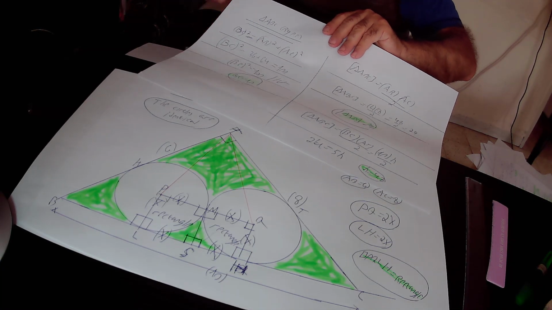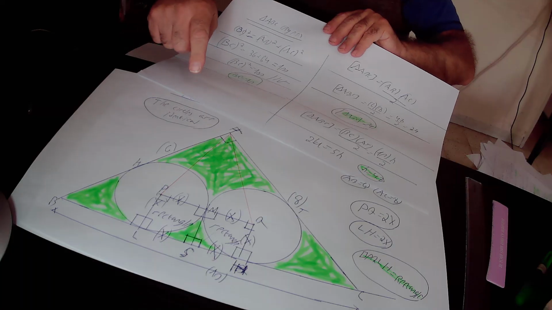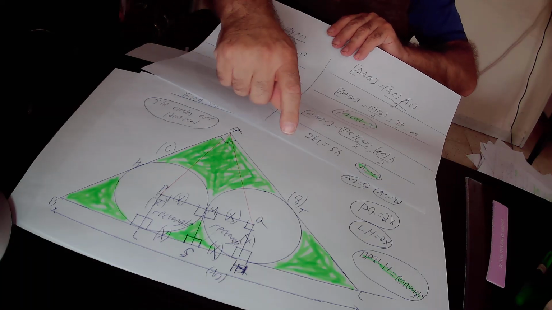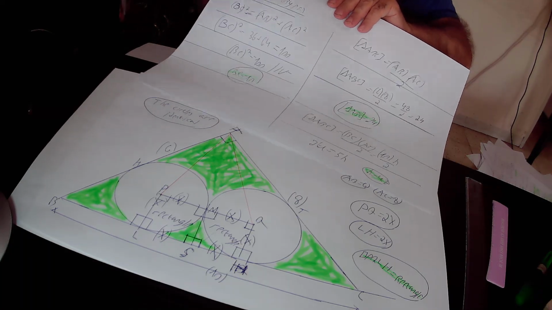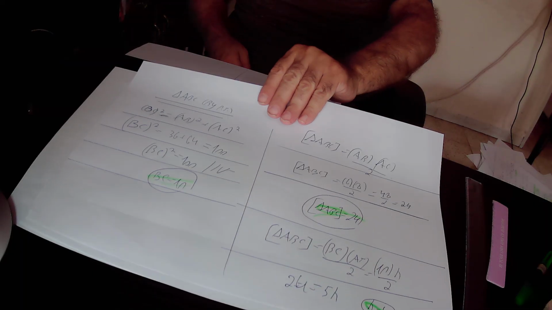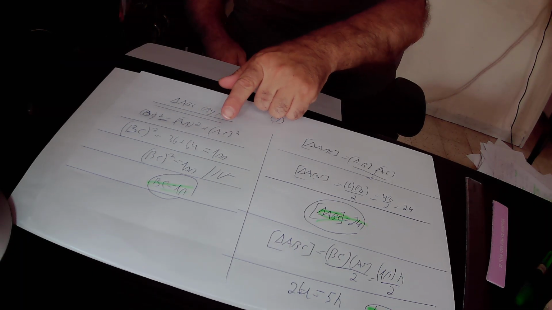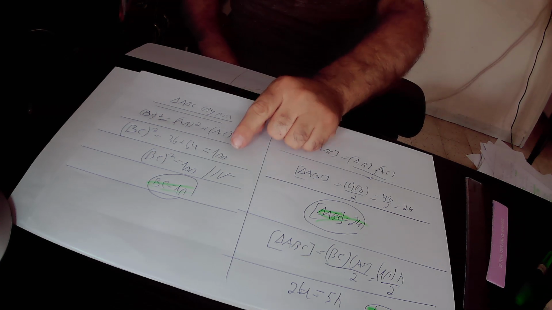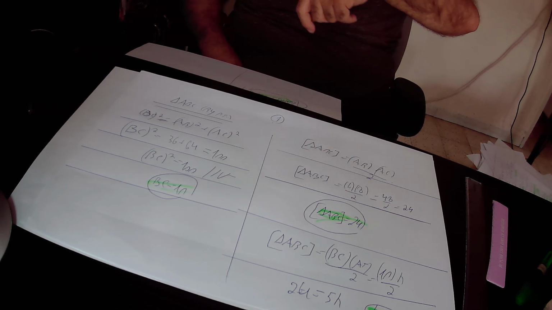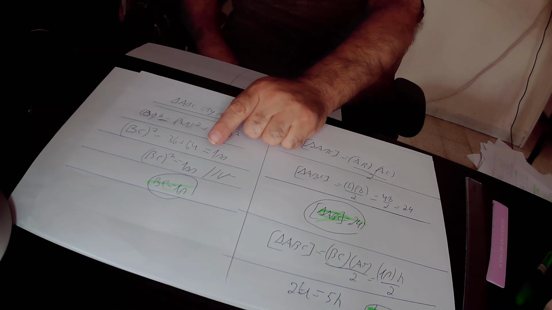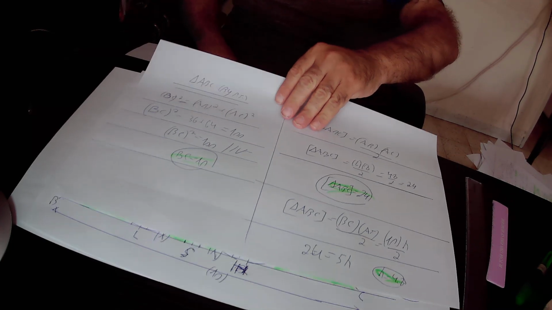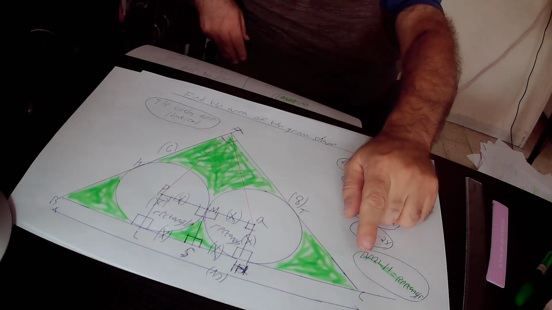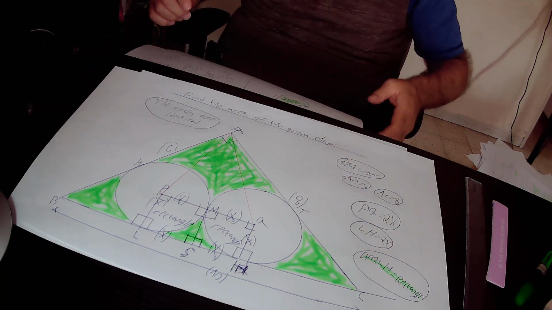plus AC squared. AB is 6, therefore AB squared is 6 squared, that is 36, plus AC squared. AC is 8, so AC squared is 8 squared, that is 64. So in total, BC squared equals 36 plus 64, that is 100. BC squared equals 100, so the missing hypotenuse BC equals the square root of 100, that is 10. So the value of the hypotenuse BC is 10 units in length.